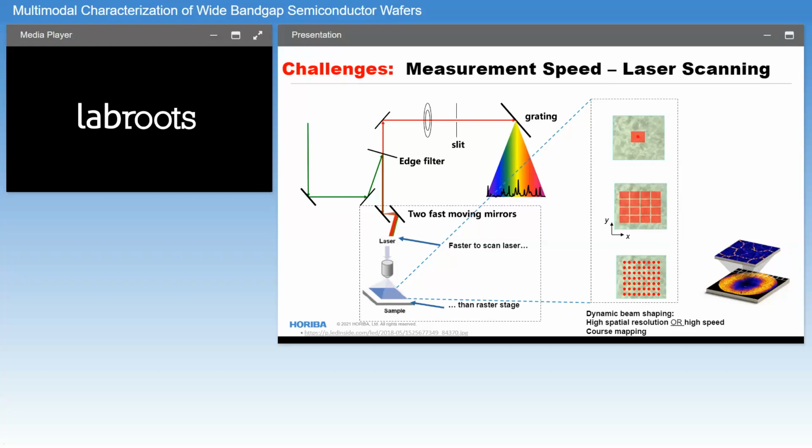But if you are looking at something like uniformity, well, you don't need the resolution. So do you need to go to a different tool? No. What we do here is we offer some type of dynamic beam shaping. The same beam, the same optics, we can go from very tightly focused beams to get your high resolution spatial measurements for things like defects. And then, that beam can be broadened somewhat to interrogate a larger area of the sample and therefore giving you speed when you don't need the high resolution.